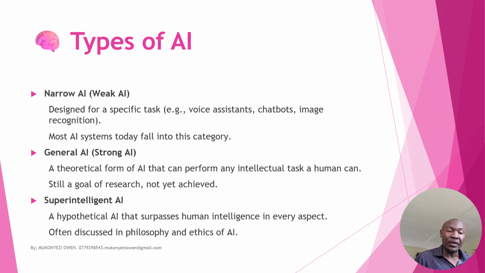We have the second one, general AI or strong AI. This is a theoretical form of AI that can perform any intellectual task a human can do. And this is still a goal. It is a goal of research. It is not yet achieved, but they look at achieving this.